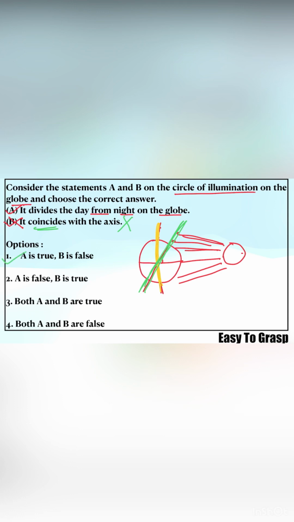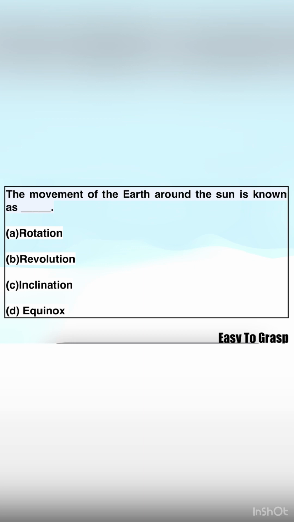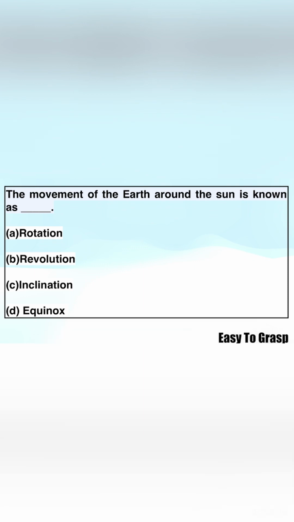I hope you understood this question. Let us see another question. The question says the movement of the earth around the sun is known as. The movement of the earth around the sun is known as revolution. If this is the sun and this is the earth, then the earth moves around the sun in its orbit, and this movement of the earth around the sun is known as revolution.